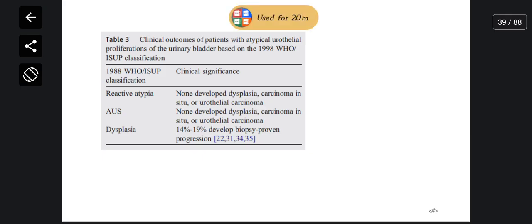The distinction is important because in the study, none of the reactive atypias and AUS developed any CIS or carcinomas, whereas 14 to 19% of the dysplasia lesions will progress to biopsy-proven carcinomas, at least.